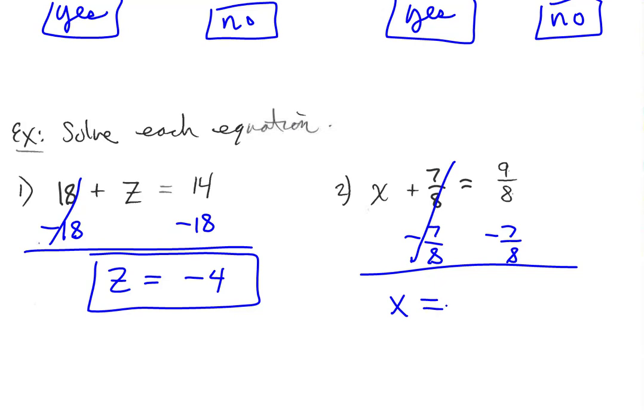And then we'll have x equal to, on the right side, 9/8 minus 7/8, which is really 2/8, which I'll write that way at first, but that should be reduced. So let's say x equals 2/8, which really equals 1/4, which would be our final answer.